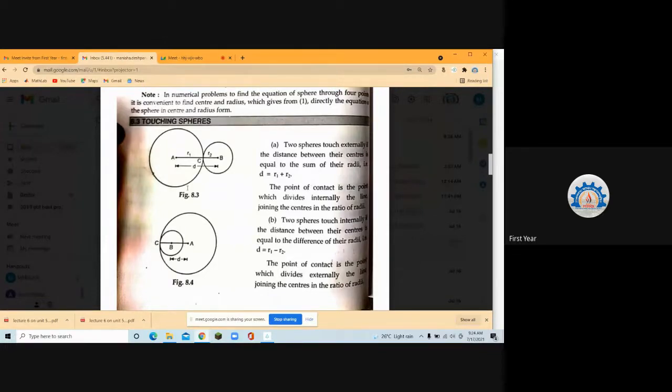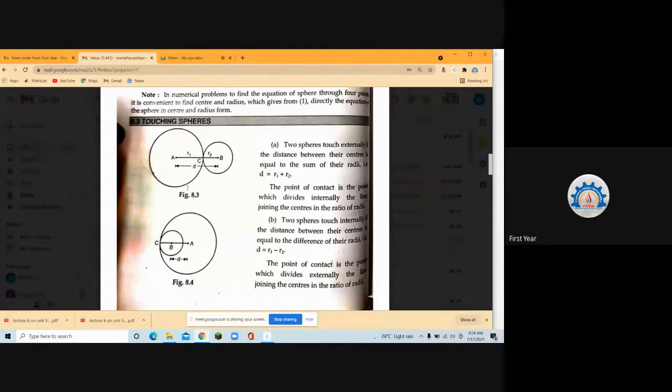Yes, you have gone through this. Ma'am, if we have the values of R1, R2 and D, then we can check by equating D to R1 plus R2. If it is true, then it would be touching externally. And if D equals R1 minus R2, then it would be touching internally. As per the diagram, we can clearly see that. Yes, very good.